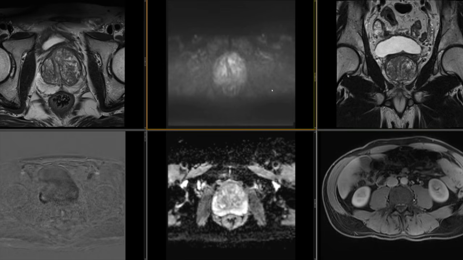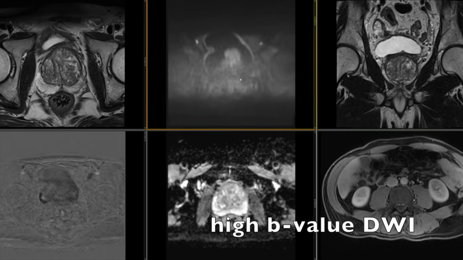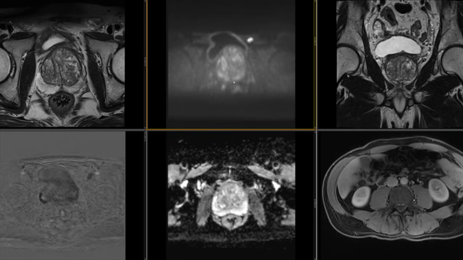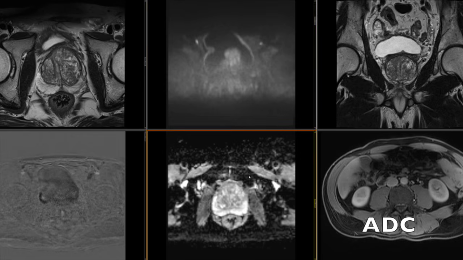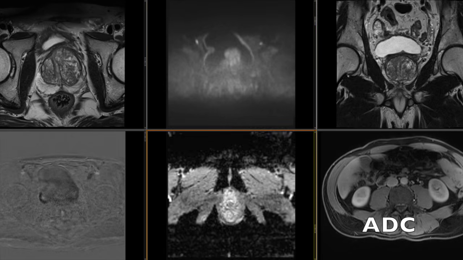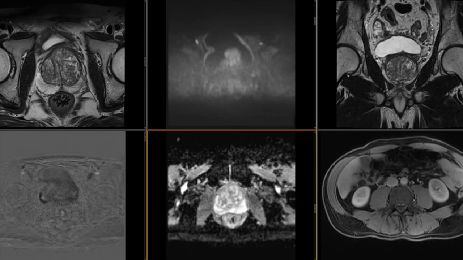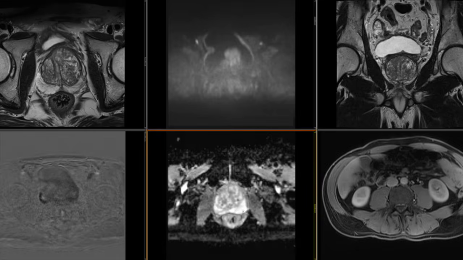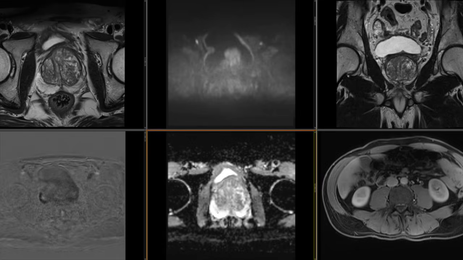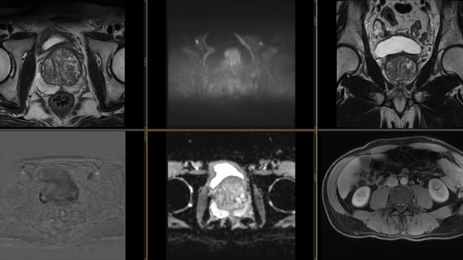Then I'm looking at the high B-value DWI images, looking for anything restricting, starting with the peripheral zone on either side, and we don't see anything that's markedly hyperintense there, as well as the TZ, which is again more variable. And then I look at the ADC map down here, again starting with the PZ, looking for anything that's markedly hypointense. You can see that the gland here is quite hyperintense with some band-like signal that is not suspicious.